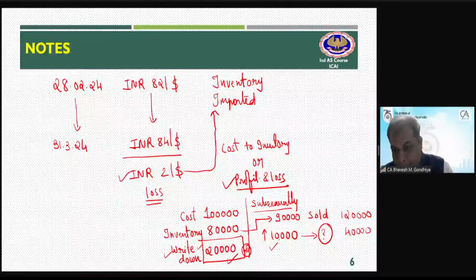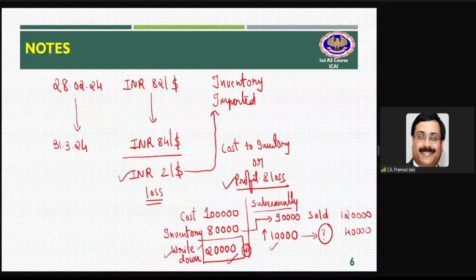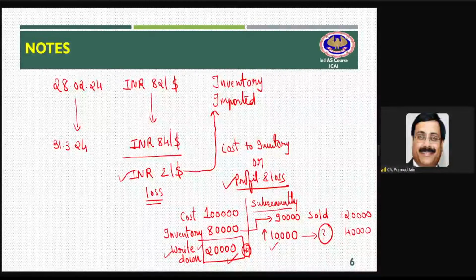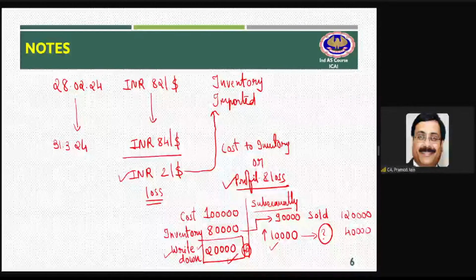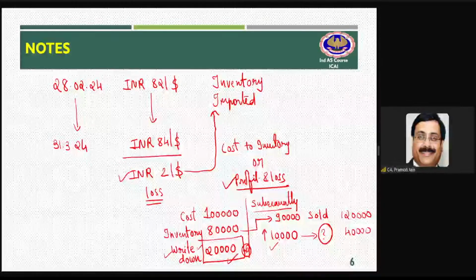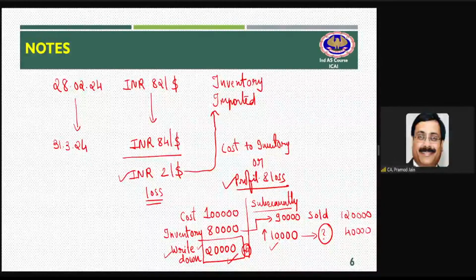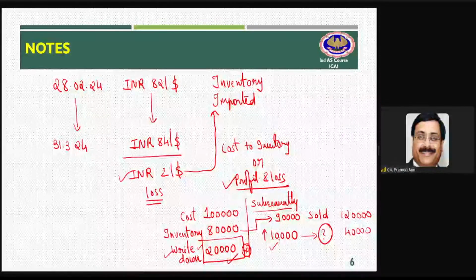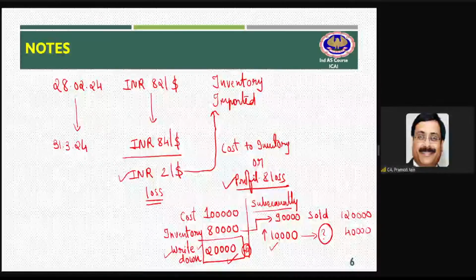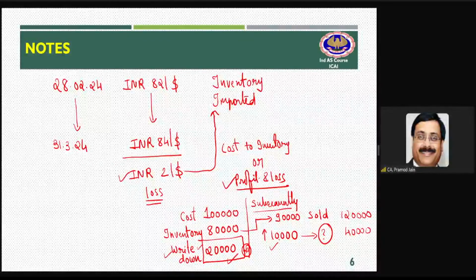I'm just talking from a general perspective. So for the year ending March 23, during financial year 22-23, I purchased certain inventory for 1 lakh. At 31st March, the management was of the view that when I have to value at lower of cost and NRV, the NRV is 80,000. So I have to value it at NRV.